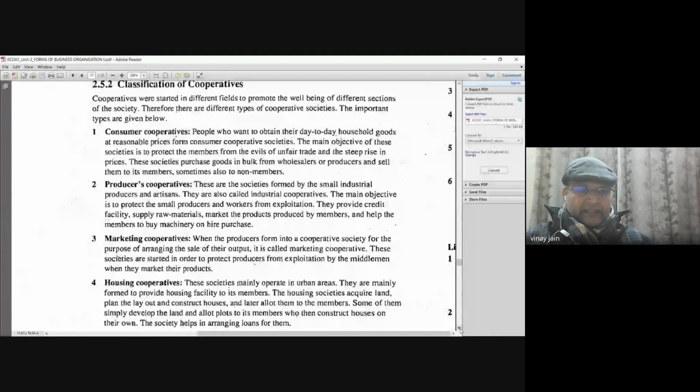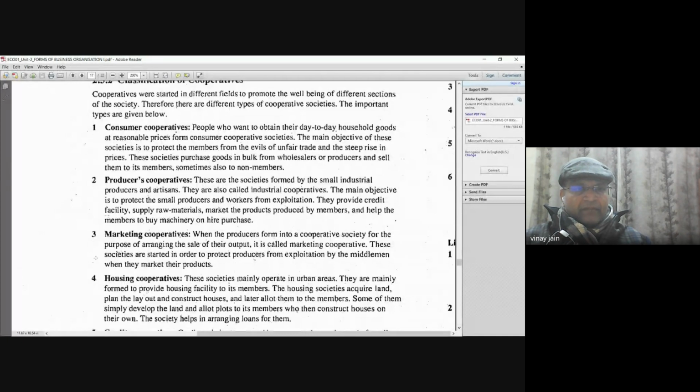So, guys, then we have marketing cooperative. These types of cooperative societies are useful where marketing skills are needed. When the producers form into a cooperative society for the purpose of arranging the sale of their output, it is called marketing cooperative. These societies are started in order to protect producers from exploitation by the middlemen when they market their products.